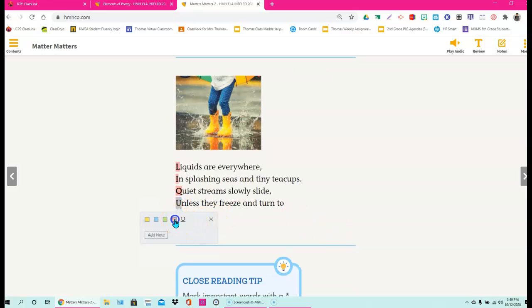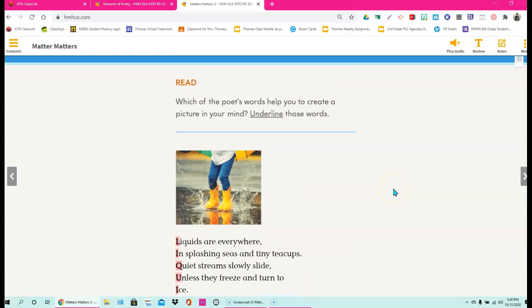So I'm going to highlight that just to draw your eye to it even more. Because this is really what the author is trying to do, is trying to draw your eye to those letters. Because we can see, what word do we spell? Liquid. So we're going to read this together.